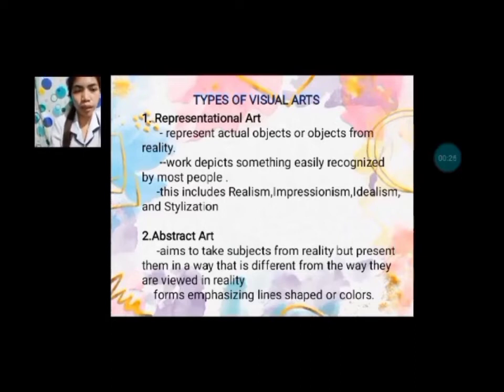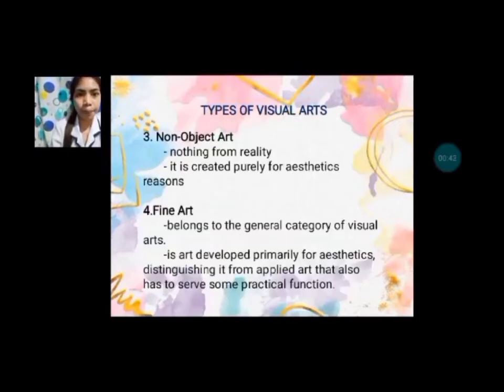Number 2. Abstract art aims to take subjects from reality but present them in a way that is different from the way they are viewed in reality. Abstract art forms emphasize lines, shape, or colors. Number 3. Non-objective art. Nothing from reality. It is created purely for aesthetic reasons.